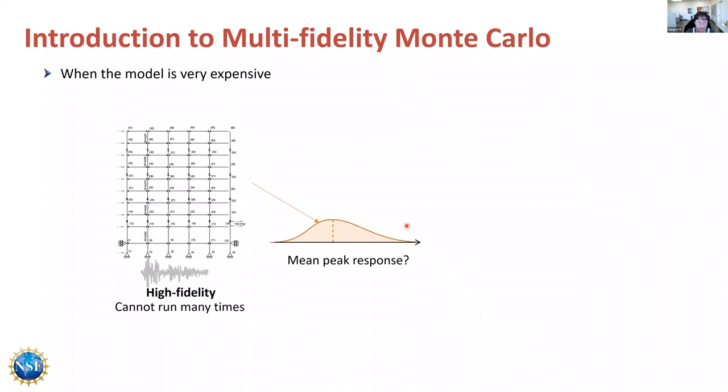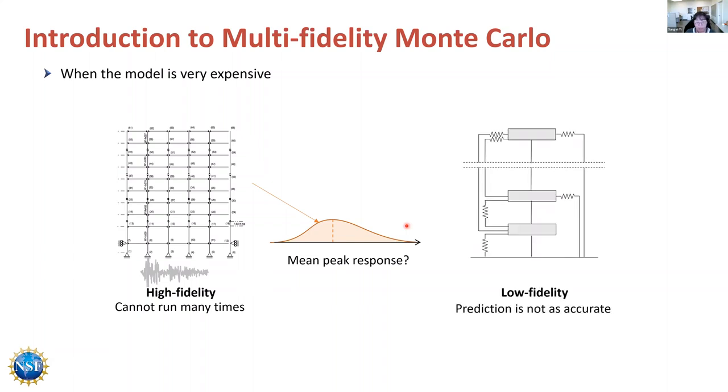An alternative approach we can take is to have another model, which is a bit simplified, so it's not as accurate, but it runs really fast. With this model, we can run many more simulations, and then we can precisely estimate the mean and variance of its response. But the problem is the model is not as accurate, so there is a bias which exists, which cannot be reduced by adding more simulations.